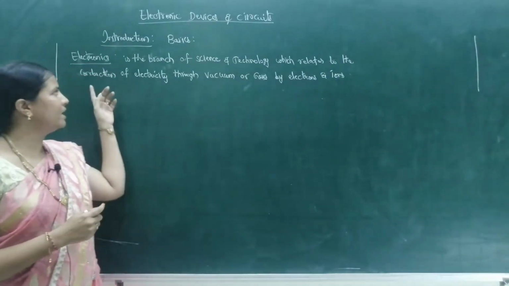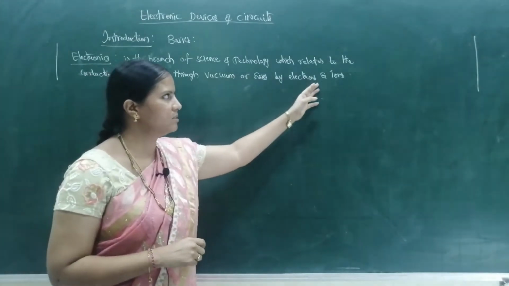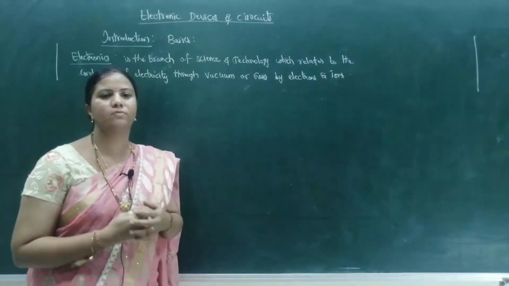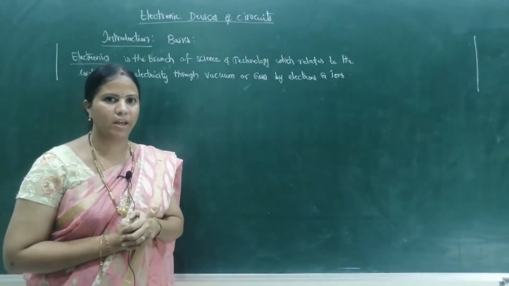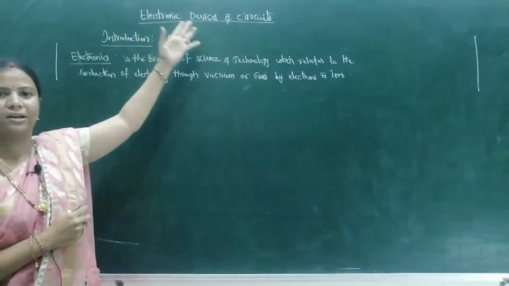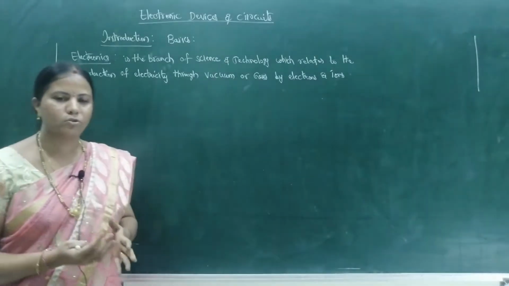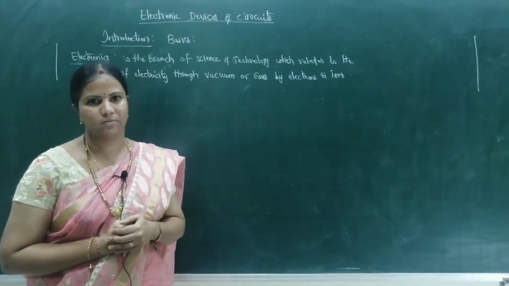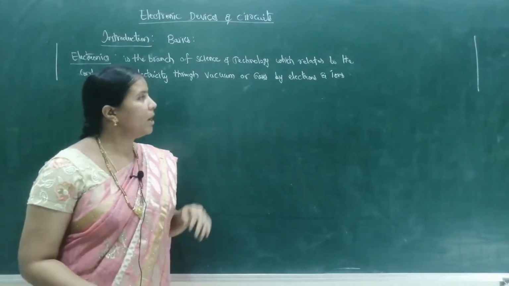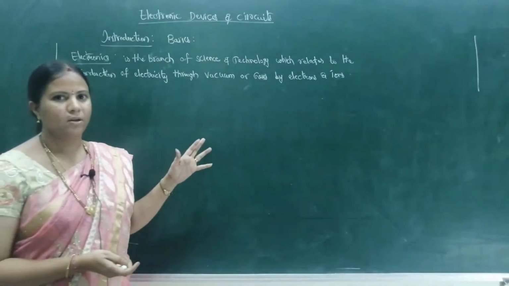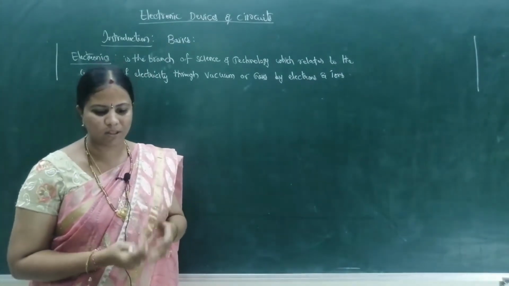So the conduction of electricity through vacuum and gases by electrons and ions. So the electrons will flow through vacuums, gases and solids also. Now coming to the electronic devices. What are electronic devices? Electronic devices are nothing but flowing of electrons through vacuums, gases, liquids and semiconductors also. Now coming to the applications of electronics. Where are we using electronics nowadays? What are the applications? What are the uses?